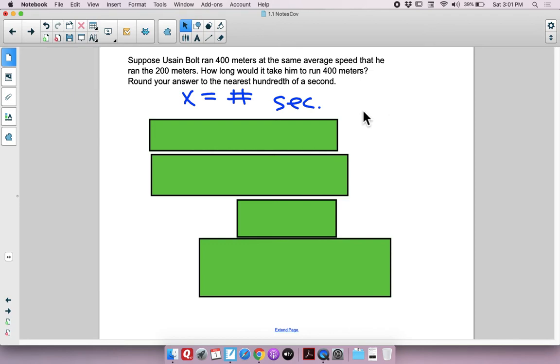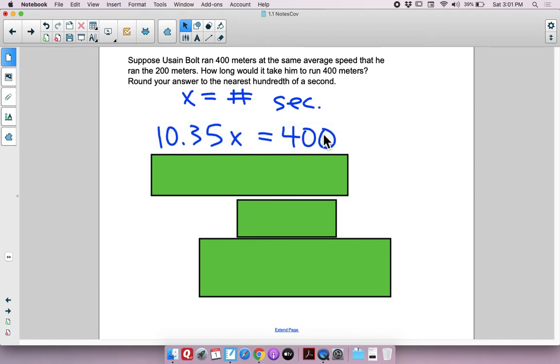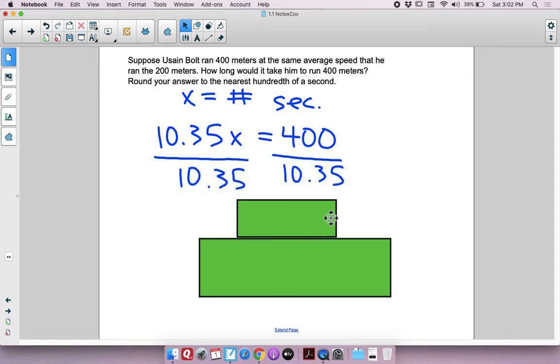Okay, so I said x is equal to the number of seconds. So what do I know? I know the rate in this case, right? I don't know the time, and I do know the distance. Again, rate times time equals distance. I just used an x instead of a t. Get x by itself, divide by 10.35. What's the answer going to be about? Probably a little less than 40, right?